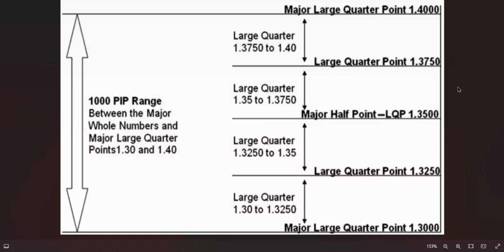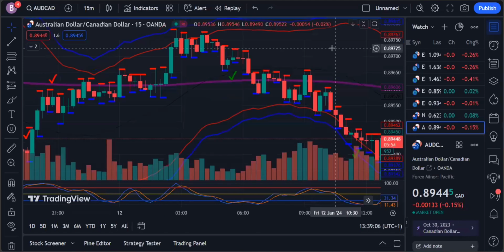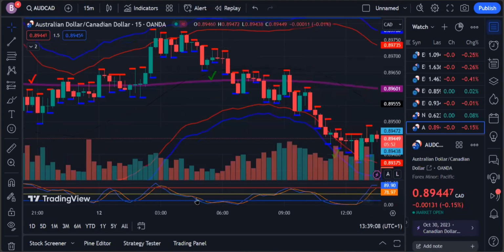All right, this is 1,000. We're trying to divide 1,000 into 4 equal parts, and each equal part we divide, we give it a name called large quarters. So we have 1,000 around here, and we're trying to divide this 1,000 into 4 equal parts. Now, this is applicable on every area of your chart.